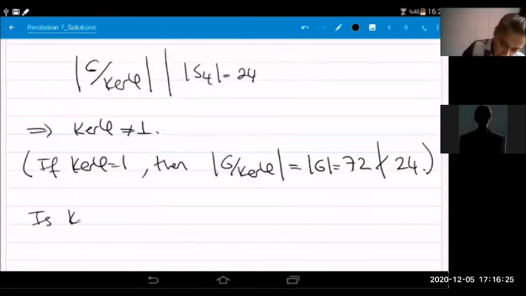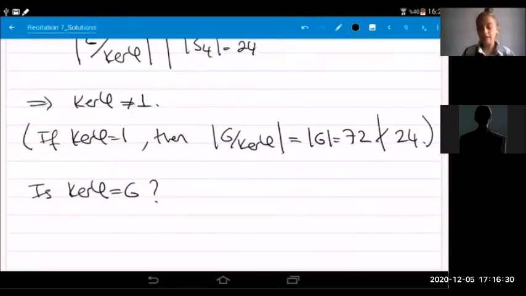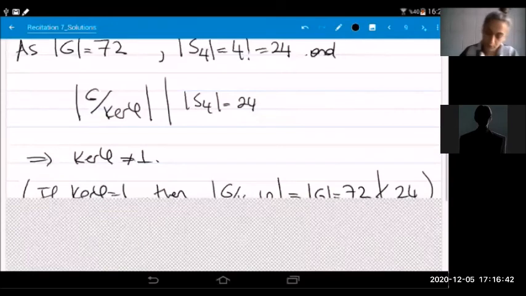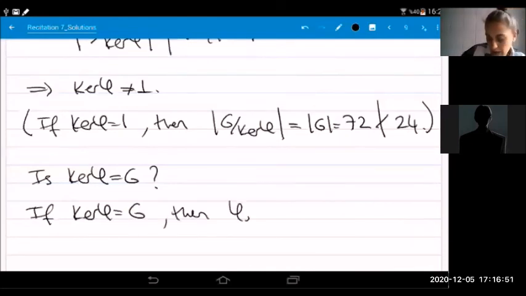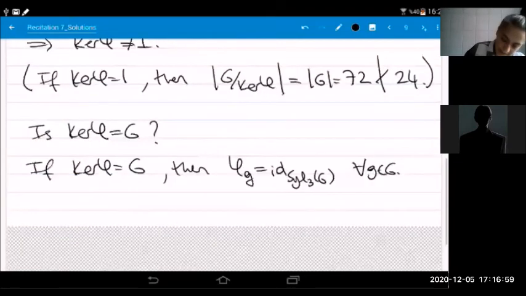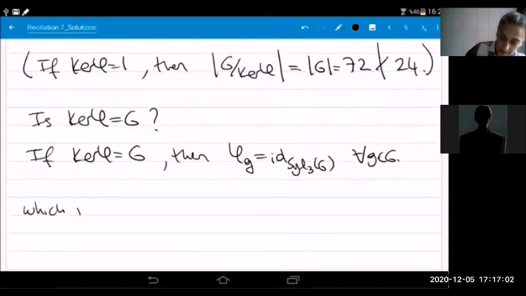Is kernel phi equal to G? Is it the case? This would mean that every element of G fixes every element in the set of Sylow 3 subgroups. If kernel phi is equal to G, then phi_g is the identity on this set for every g in G, which is not the case. Why is this not the case?